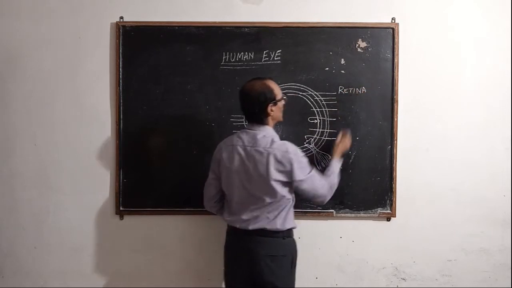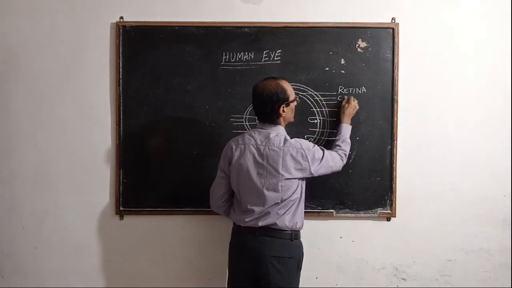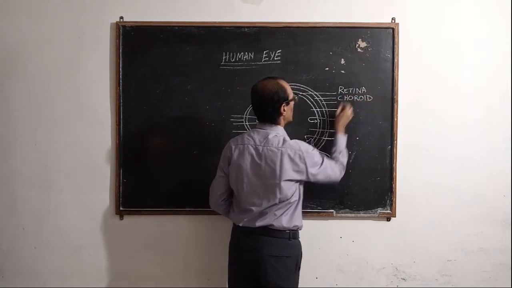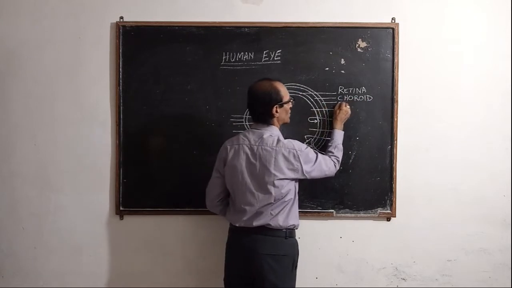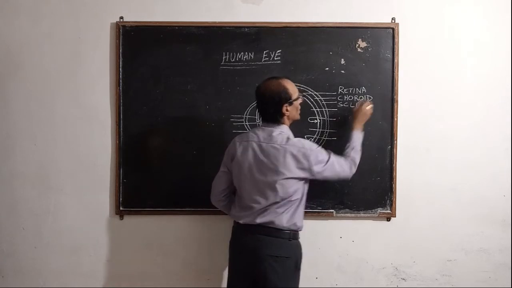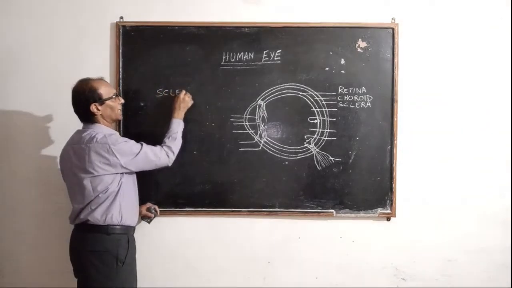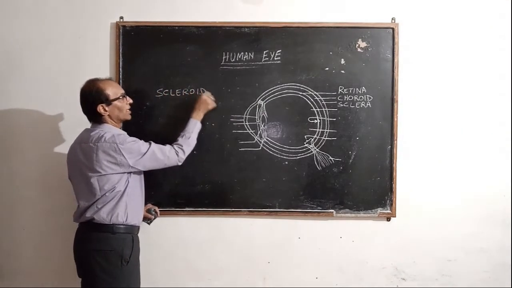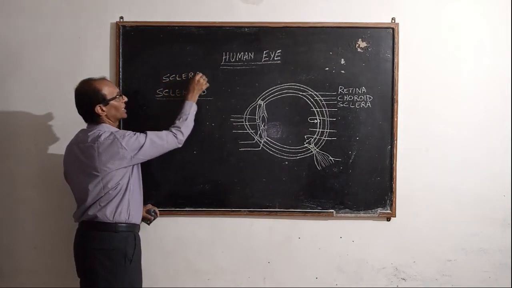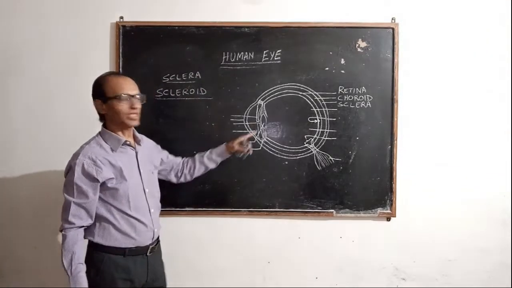This one right on the top, this is retina, R-E-T-I-N-A, retina. The second one, this is choroid, C-H-O-R-O-I-D, choroid. The outermost layer, that is sclera. Sclera, in some cases, it is also written as scleroid. So whether you write it sclera or scleroid, it doesn't make much difference because it is representing the same outermost layer.